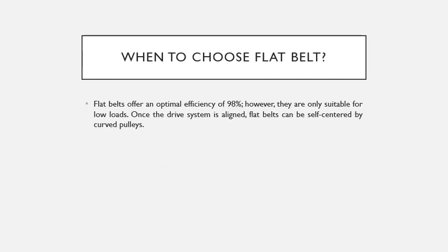So when should we choose a flat belt? Flat belts offer an optimal efficiency of 98%. However, they are only suitable for low loads. Once the drive system is aligned, flat belts can be self-centered by curved pulleys. Like if the pulley is curved, then this can transmit power at an angle.